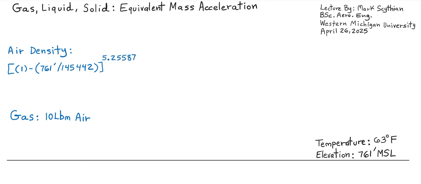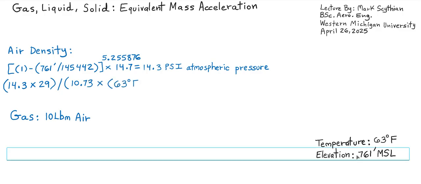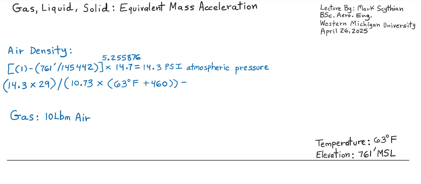So when dealing especially with acceleration of gases for, let's say, practical applications such as thrust, jet propulsion, etc., all you need to do is calculate the atmospheric pressure based on a certain elevation above mean sea level. So we have 761 feet above mean sea level, and then an air temperature of 63 degrees Fahrenheit. So those are the first two data points to access. Then you can use this formula here.